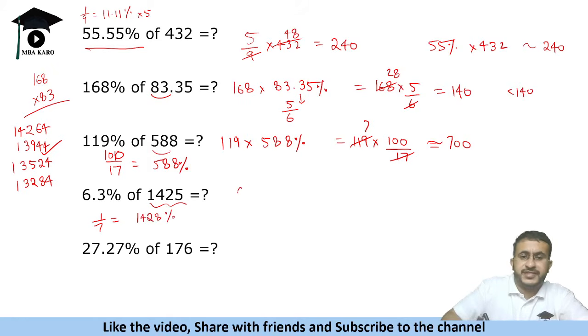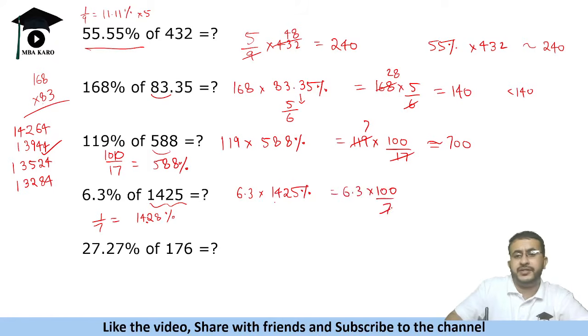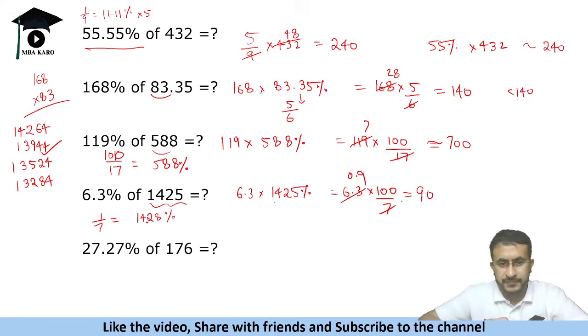So this is 6.3 into 1425 percentage. 1 by 7 is 14.28%, so this will be 100 by 7. So 6.3 into 100 by 7 gives 900, or 90 to be the precise number. Suppose you have to multiply these numbers, 63 into 1425. So you know that the answer is going to be close to 90,000. This is how you can approximate the values using these percentages.